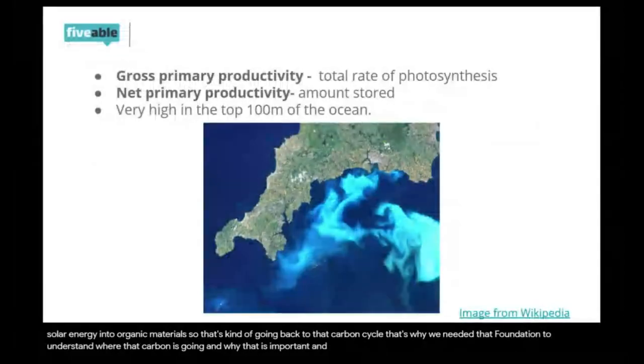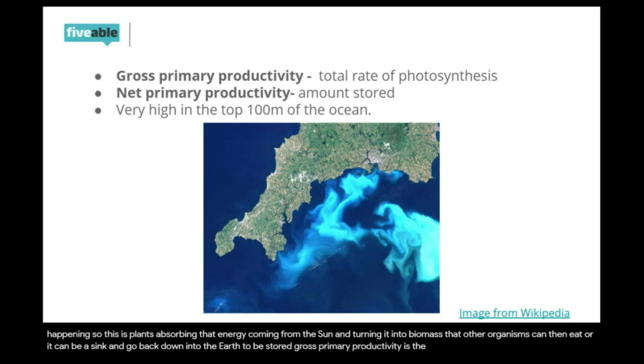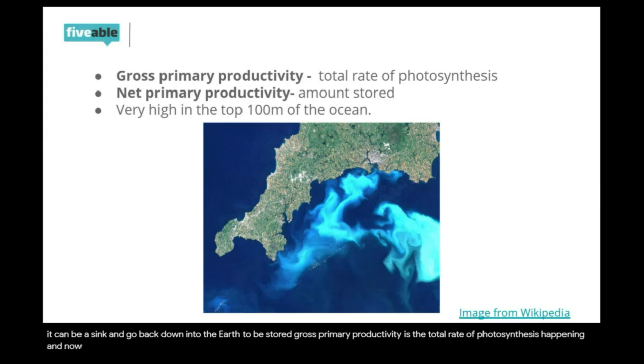And primary productivity is anytime photosynthesis is happening. So this is plants absorbing that energy coming from the sun and turning it into biomass that other organisms can then eat, or it can be a sink and go back down into the earth to be stored. Gross primary productivity is the total rate of photosynthesis happening, and net primary productivity is the amount that's stored. And I know that sounds confusing, but let's think of it as if it was a paycheck.